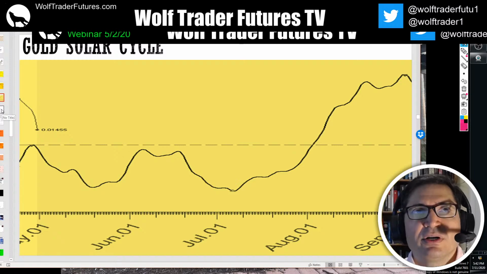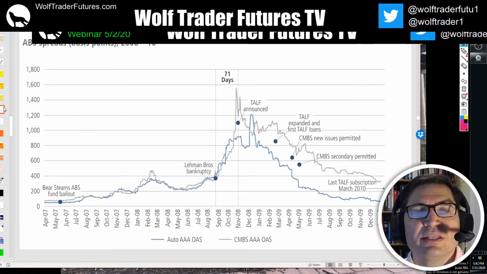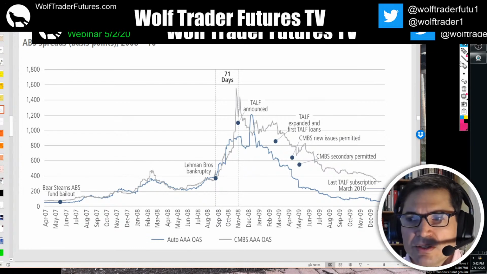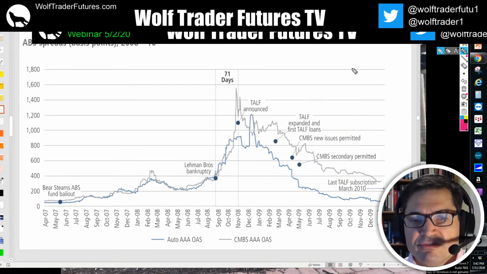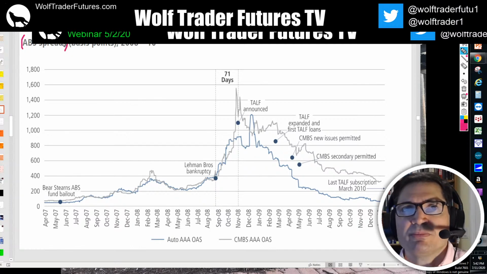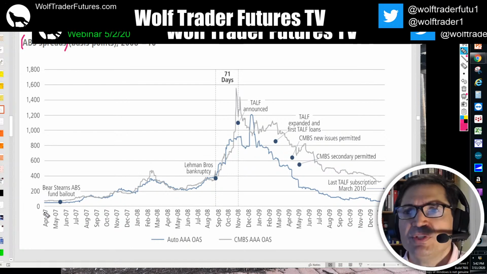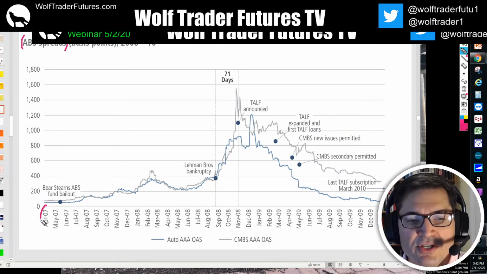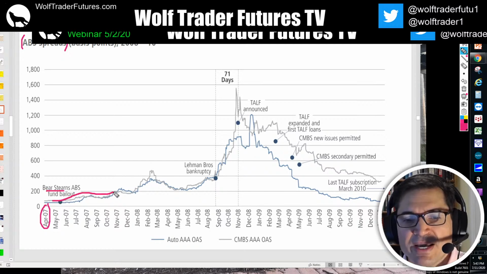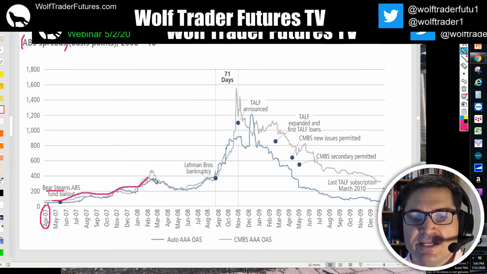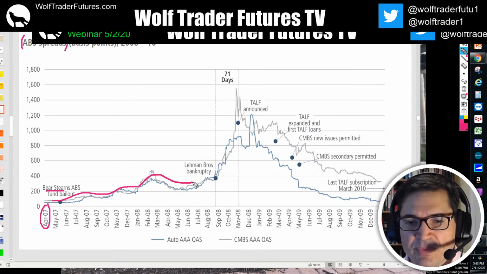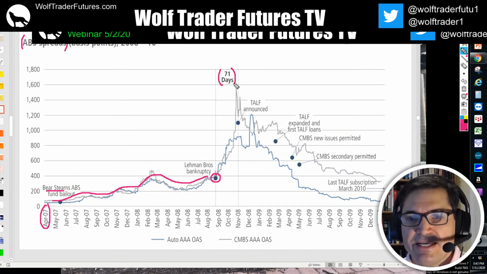Next chart here, I'm going to talk to you guys about the TALF, okay? So this is the chart of the TALF, the ABS spread. So this measures the risk of the asset-backed security spreads. So this was back in 2007. You can see this is when Bear Stearns started having the problems, okay? And so slowly the risk of these asset-backed securities, the spread, was rising, kind of like a junk bond does, right? And then the Lehman Brothers collapse happened, and then you had a period here of 71 days before the Fed announced its TALF.